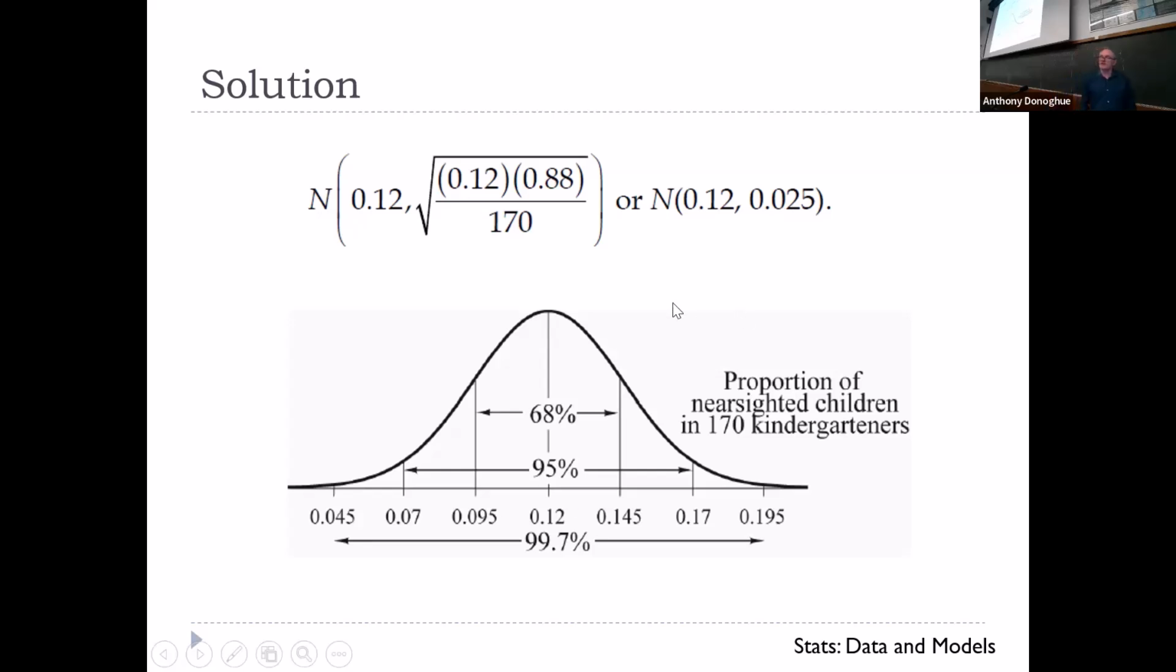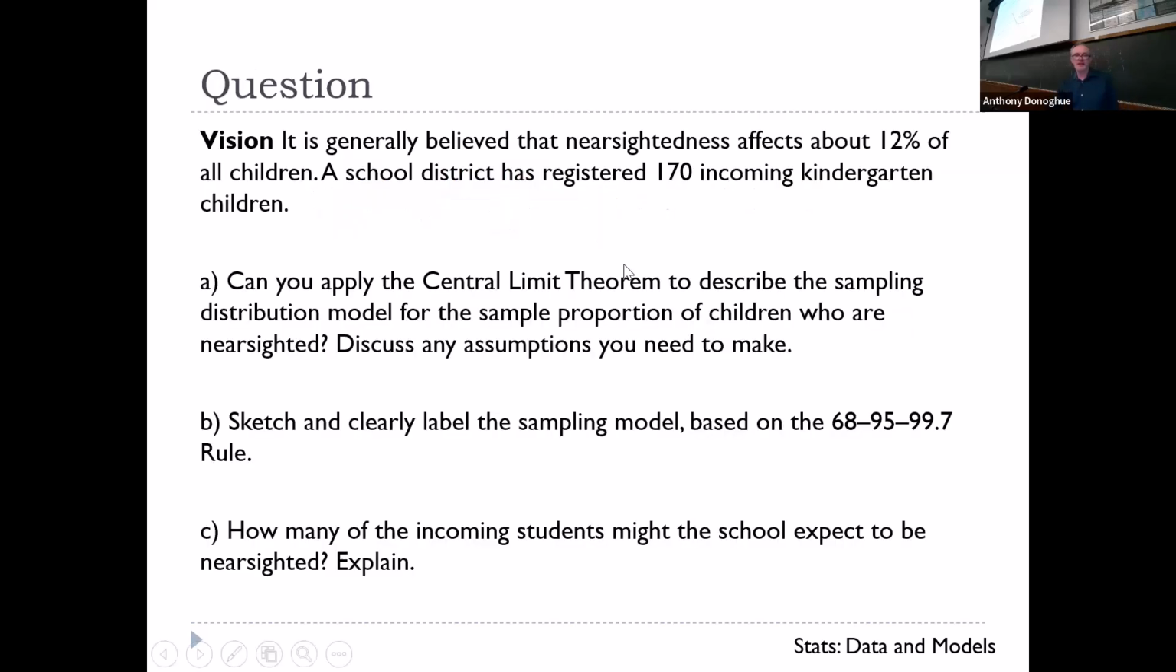Having all that, we can construct a sampling distribution by drawing the curve, centering it at 0.12, and marking off 1 standard error, 2 standard errors, or 3, but 2 is enough, in either direction, according to the empirical rule for the normal distribution. That gives us a picture of the range of sample proportions you'd expect to get based on sample sizes of 170 children. So the last question was, how many of the incoming students might the school expect to be nearsighted?